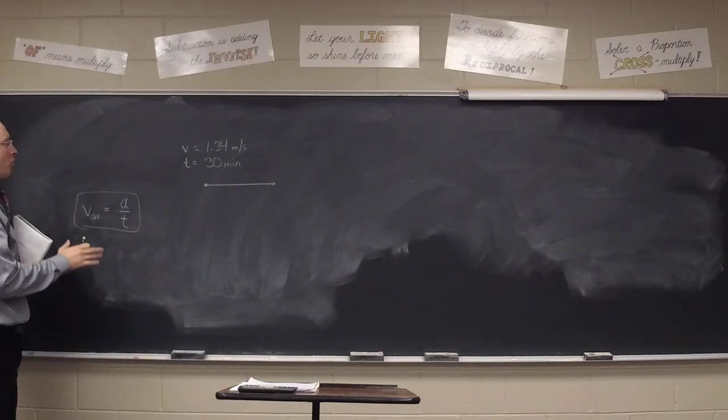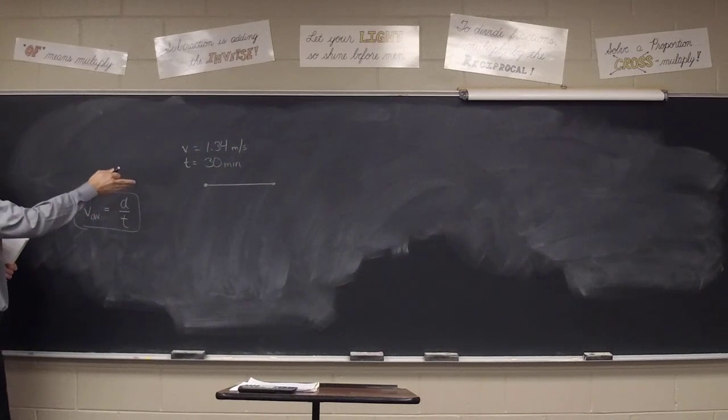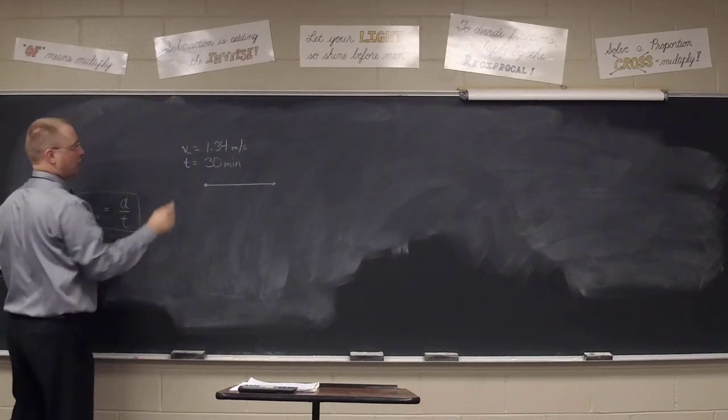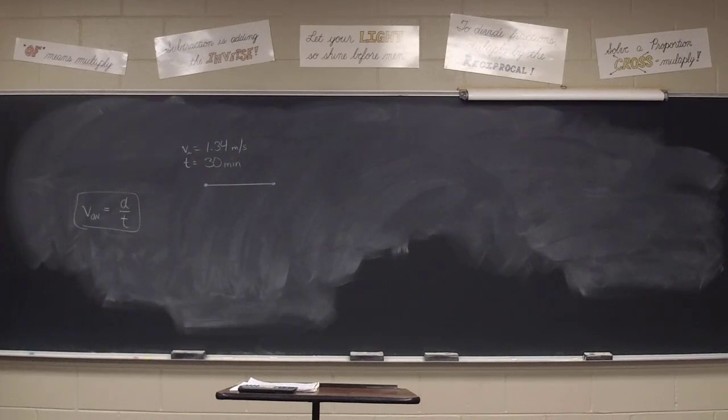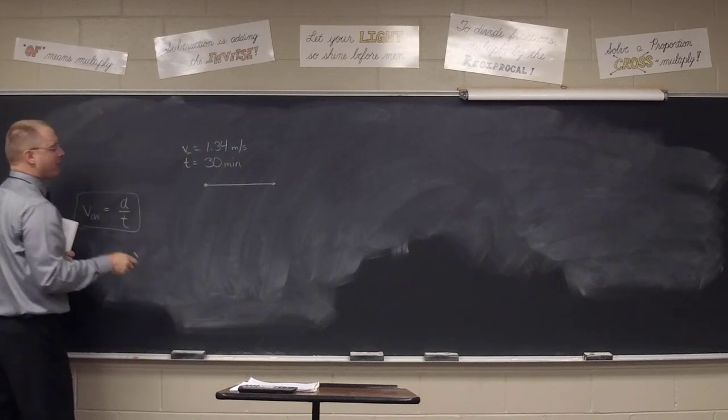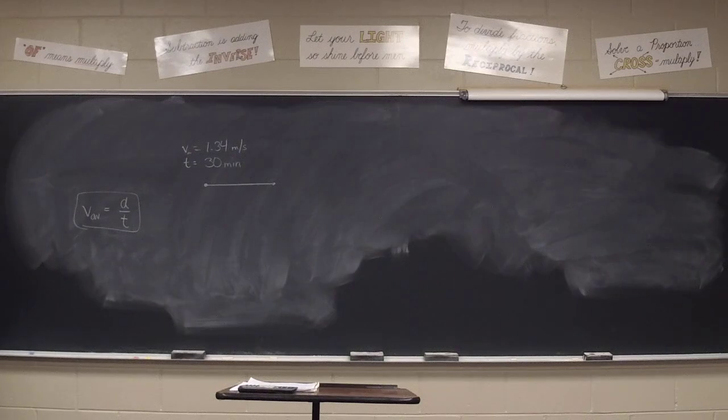And so what we need then, if I know velocity and time, or we could say average velocity, because it's unlikely we're going 1.34 meters per second the entire way. Very probably there's a little variance there, right? But if I know the average velocity and I know the time, what could I easily calculate? The displacement.